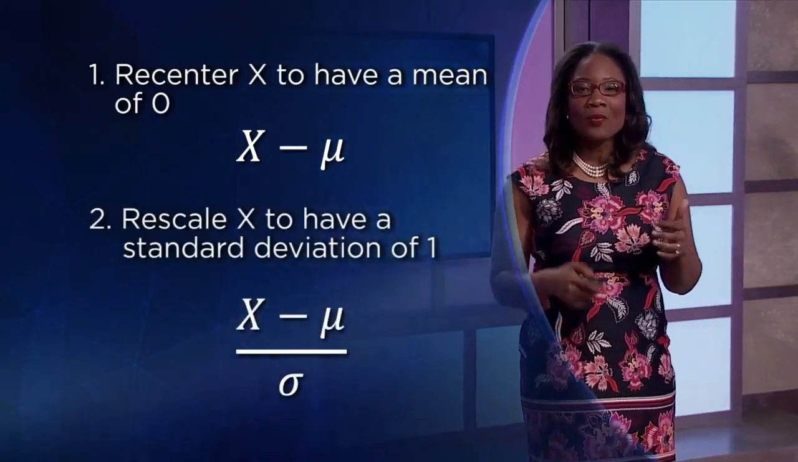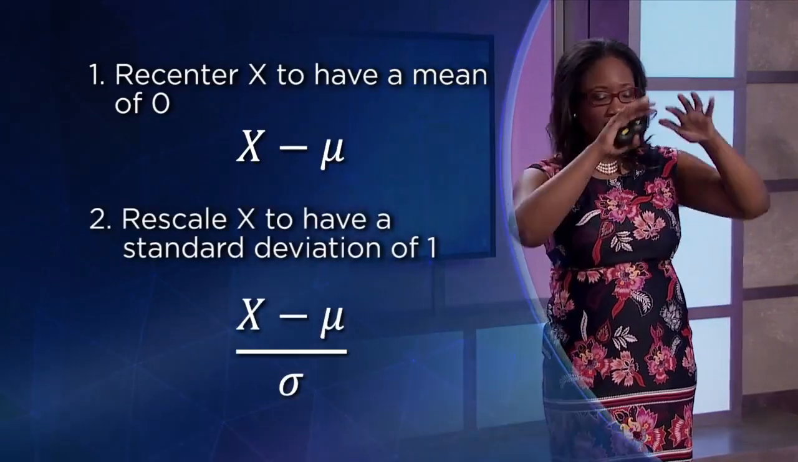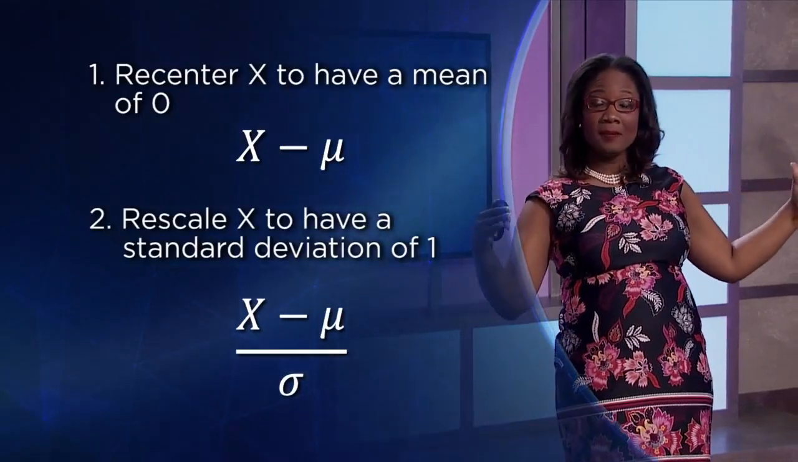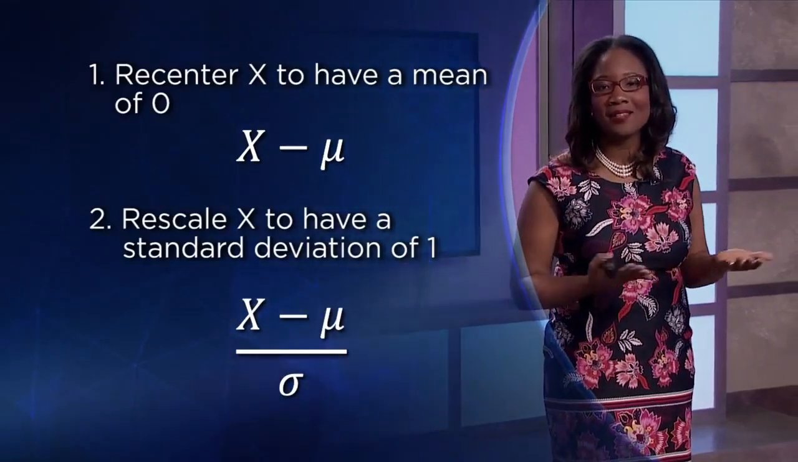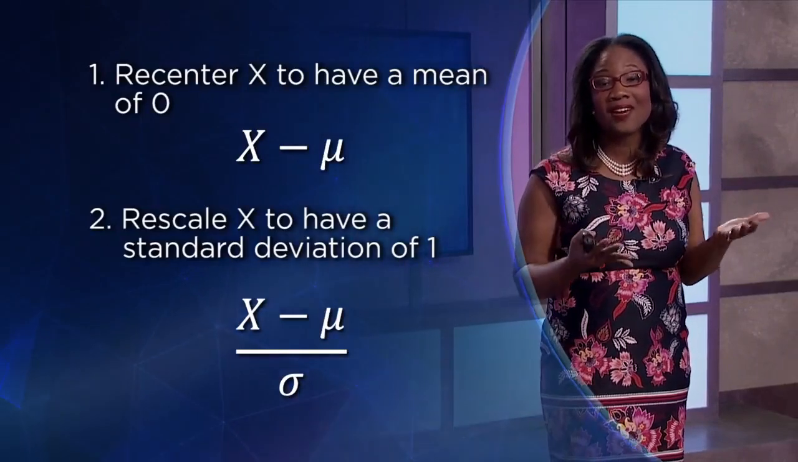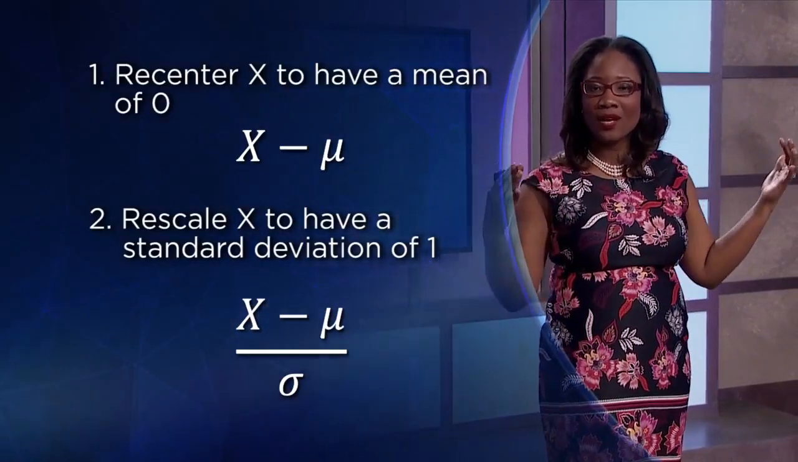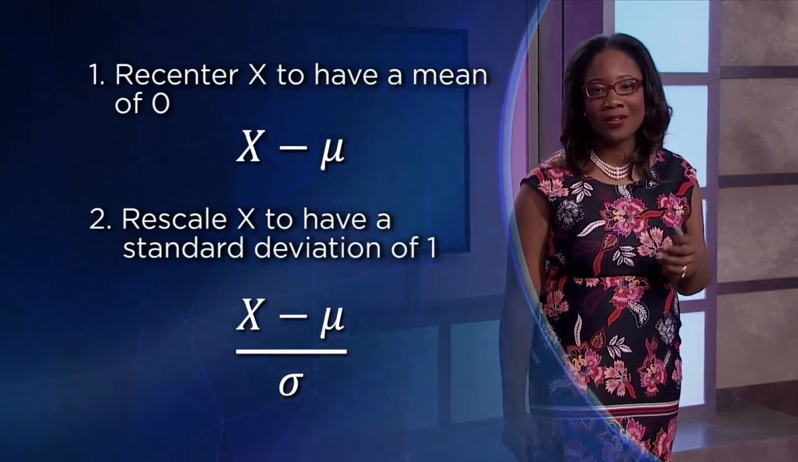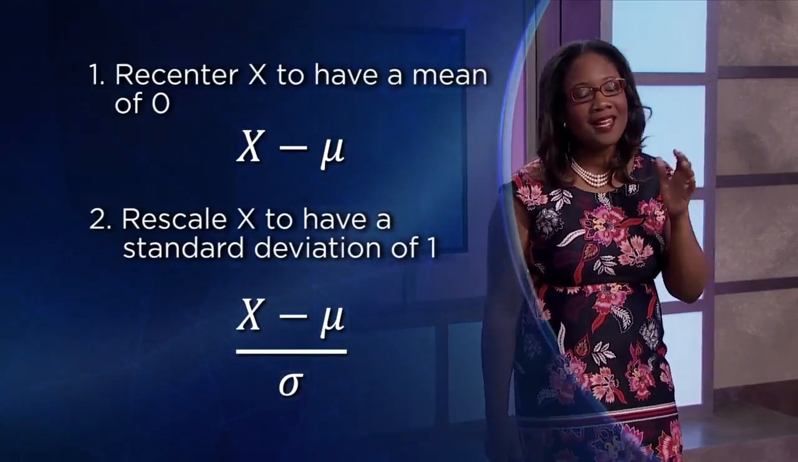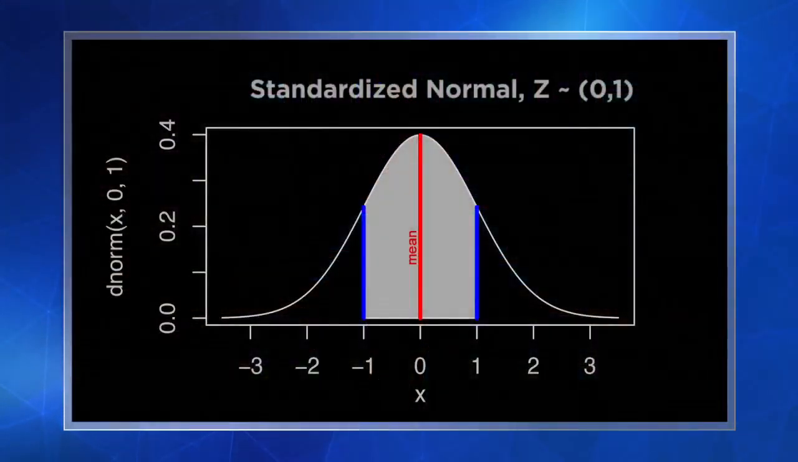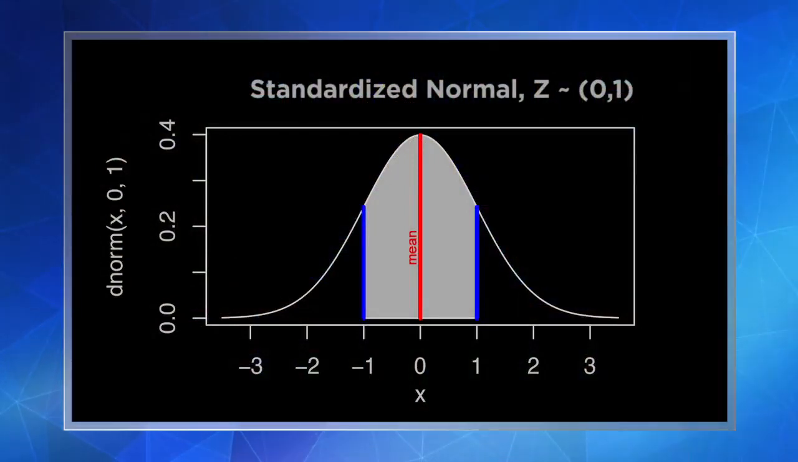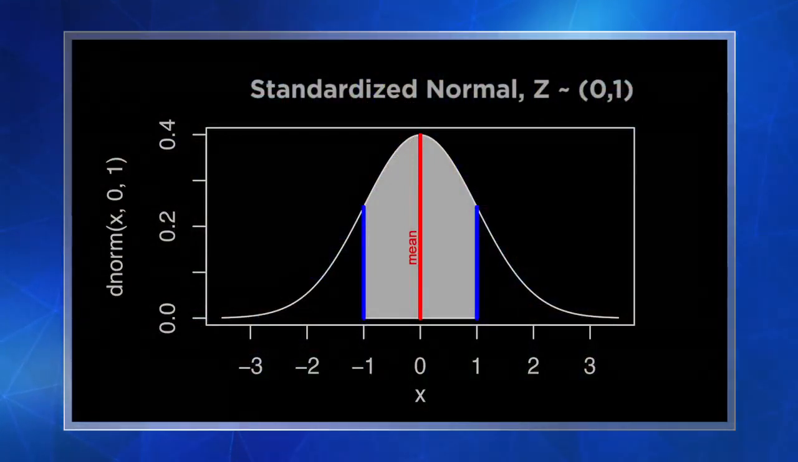The second step, we're going to rescale, right? So now our distribution is centered at the mean, mu. We're going to divide by the standard deviation. So when we divide out by the standard deviation, that's going to give us a standard deviation of 1 for x minus mu all over sigma. Now the resulting distribution is denoted by Z.